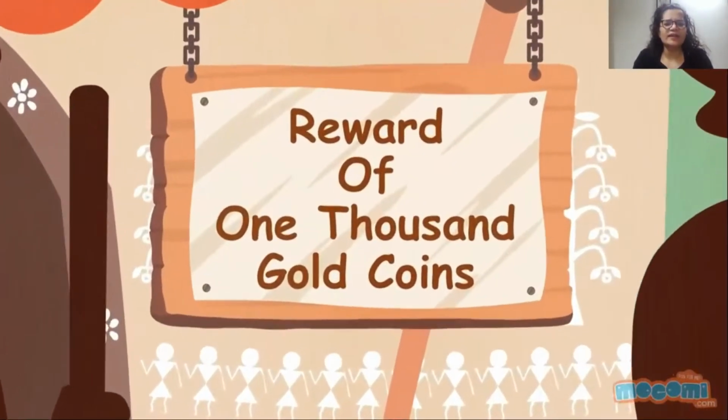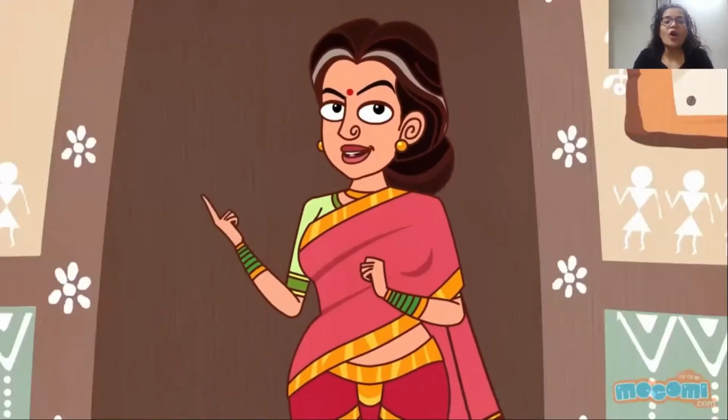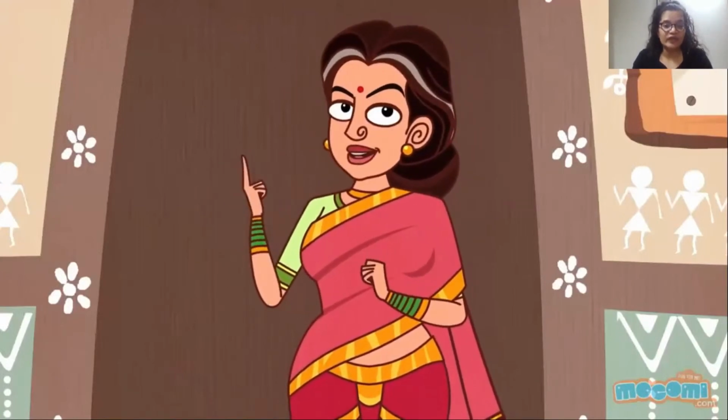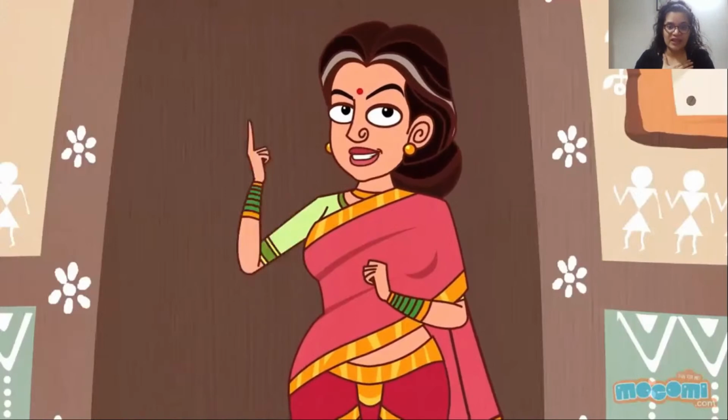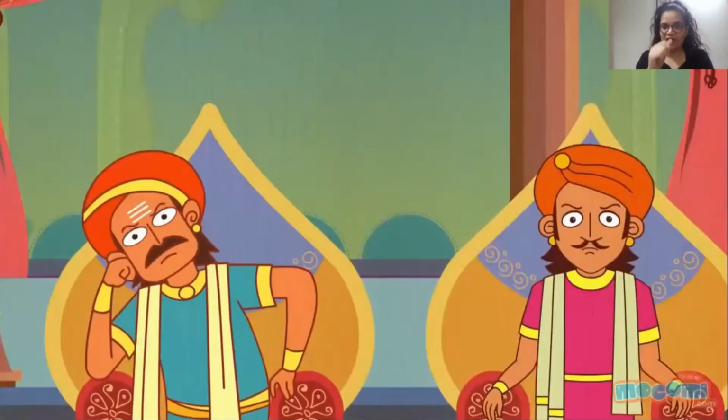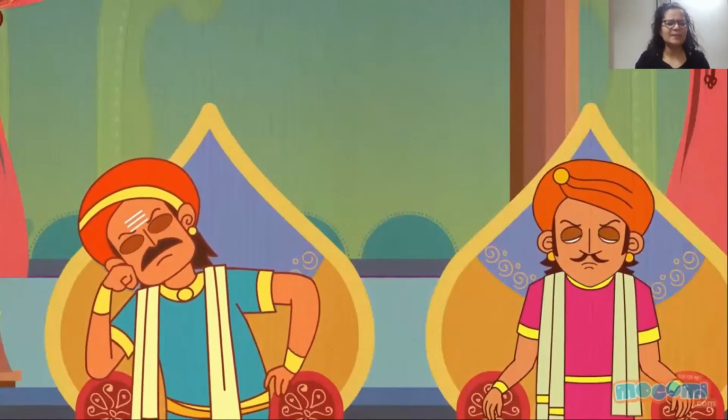One day she thought, let me put a board. Reward of 1,000 gold coins, whoever defeats me in wisdom or in literature. And then, there are many people in the kingdom who are extremely smart. Like a king will always keep smart people as his ministers, right? Because he does not want people to come and fool him.